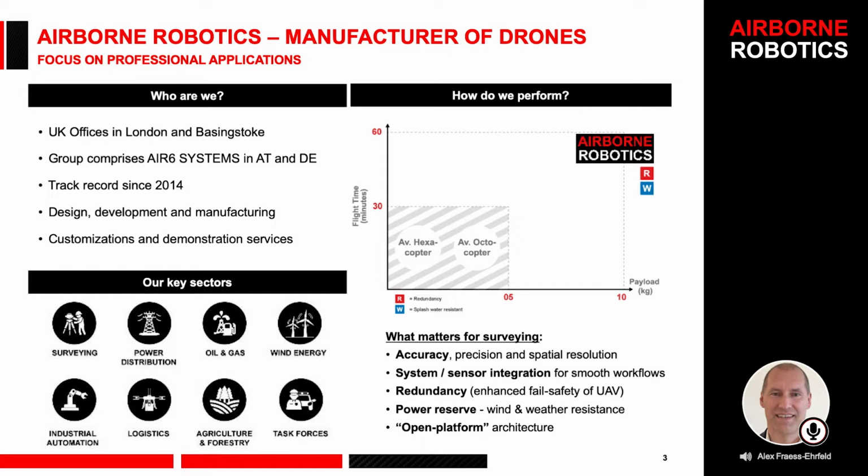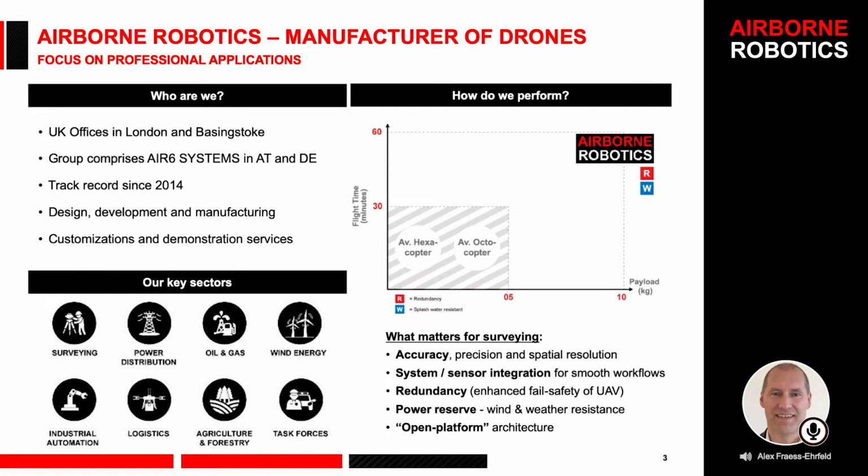When it comes to the question, how do we perform, there are quantitative measures and also qualitative measures. On the quantitative side, we have got a flight time up to 60 minutes and a payload capacity of 10 kilograms, which is very respectable for small rotor drones, but also our redundancy feature and what we call splash water resistancy. So you can fly the drones in light rain. We don't recommend to fly in heavy rains, but you can fly in light rains.